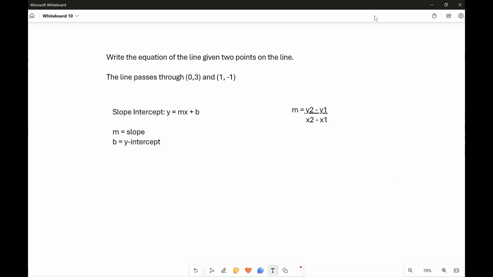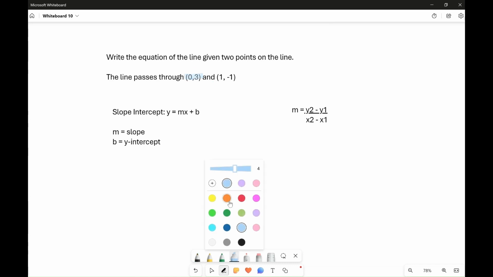So first thing I want to do is identify which is my point 1 and which one is my point 2. I'll say that this point is going to be point 1, and this point will be my point 2. Let me change the color of point 2 here. It's going to be this. All right, so that means that my y2 and my x2 are going to be from this point, and then my y1 and x1 are going to be from this point. All right, so let's proceed.